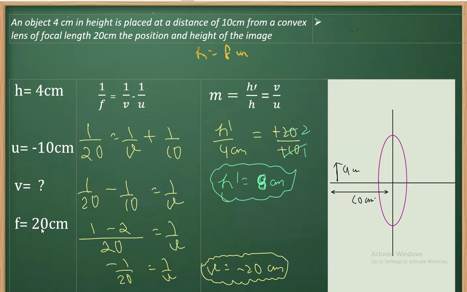And it is formed at a distance of 20 cm, but you should mention that it is in front of the lens, or on the left-hand side, or on the side in which the object is placed.